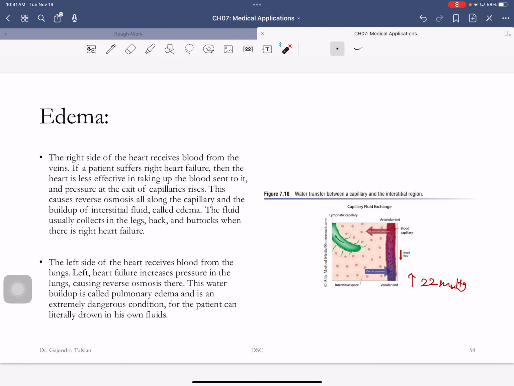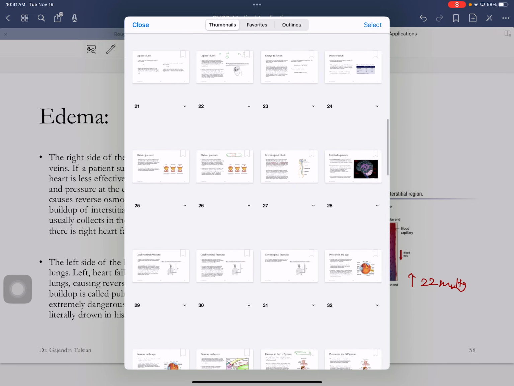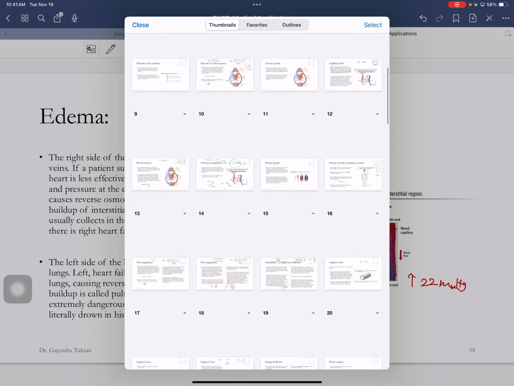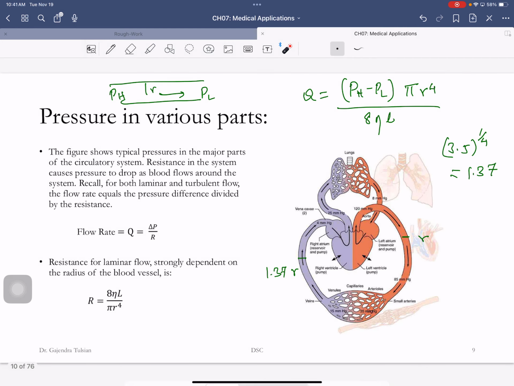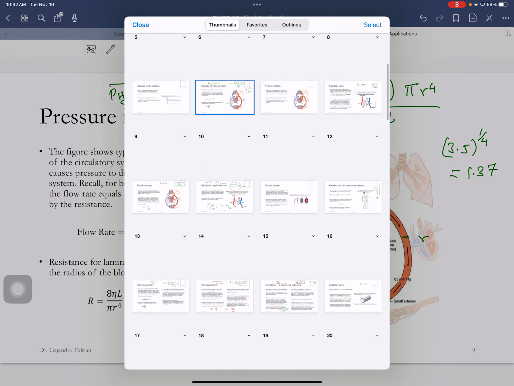So this pulmonary edema happens like so. If you have left heart failure, the heart is not able to pump blood out. Blood pressure rises here, and that will force fluid out in your lungs, and so you will drown in that. So that's pulmonary edema.